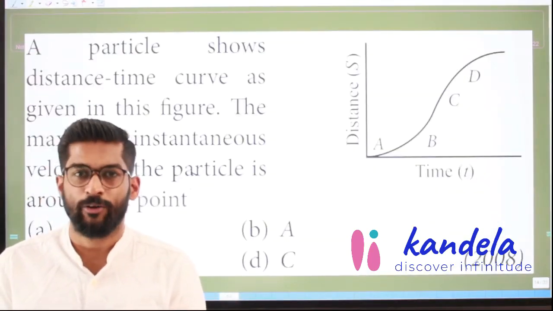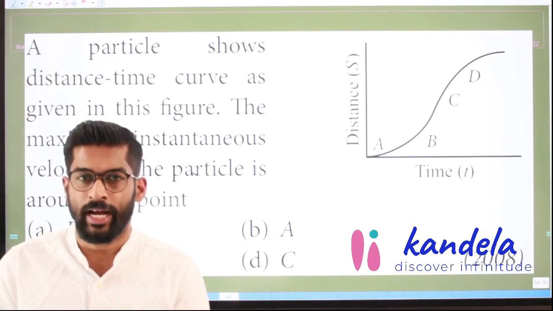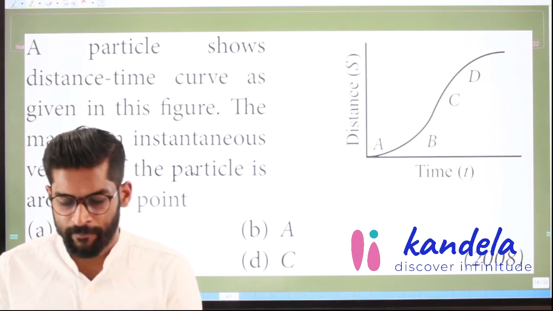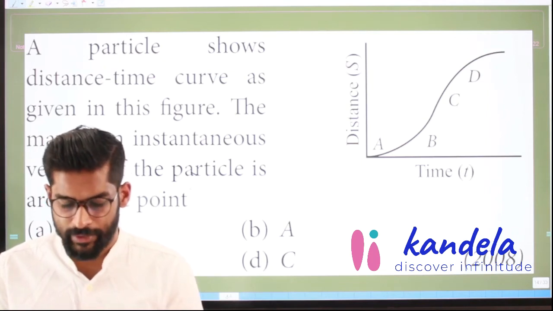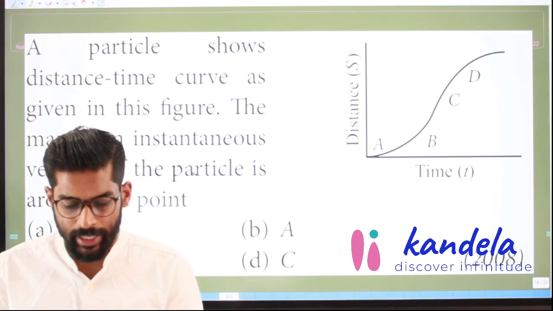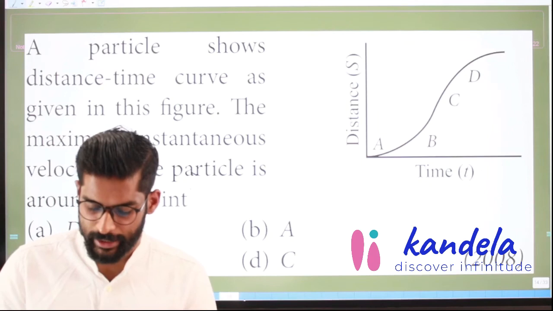Now we know how to deal with instantaneous velocities and position. Let's now focus our attention on graph-based problems. So let's see our first problem. A particle shows distance time curve as given in the figure. The maximum instantaneous velocity of the particle is around which point? Okay, let's move ahead and solve this.